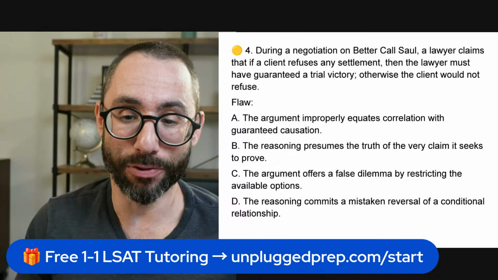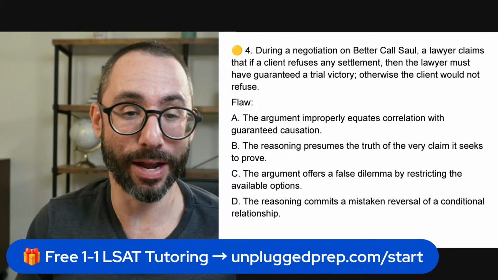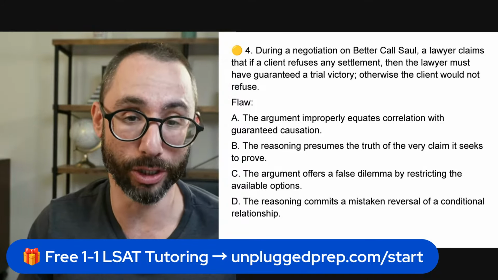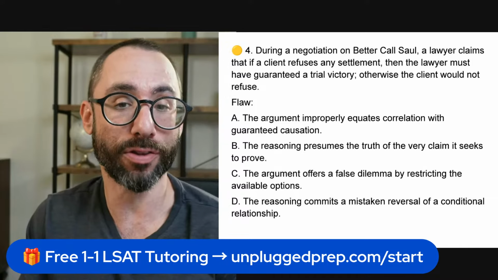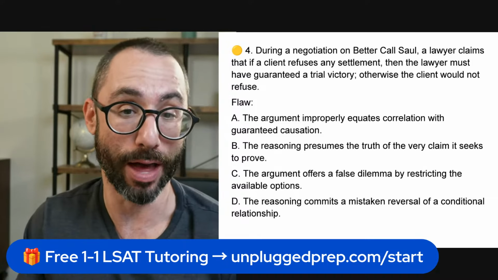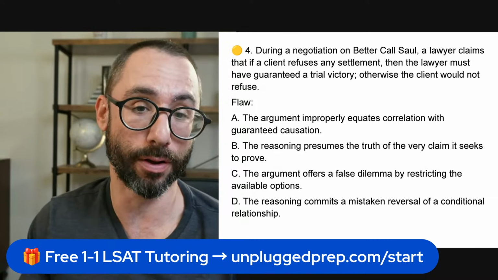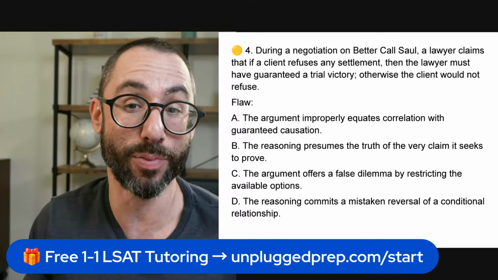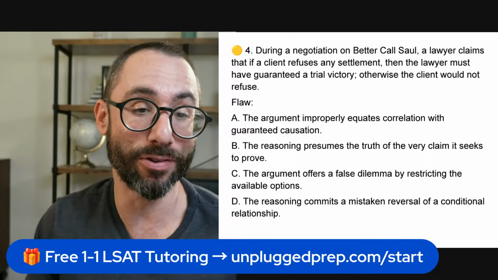In fact, I know this is a bit of a tricky one here, but I'm going to say the answer is in fact D as in Delta, a mistaken reversal of a conditional relationship, because the evidence is saying otherwise the client would not refuse, then the lawyer is making a claim that is contrary to that, reversing the negation, right? So they're negating without reversing, an improper contrapositive being taken here. So the answer here is in fact D.